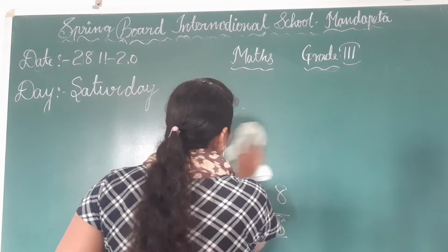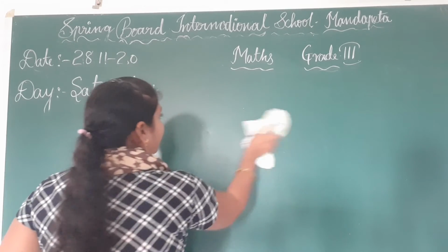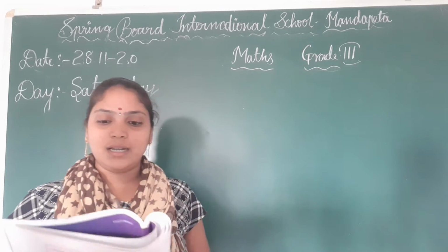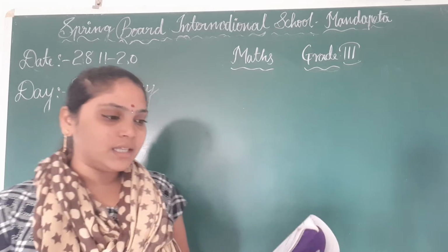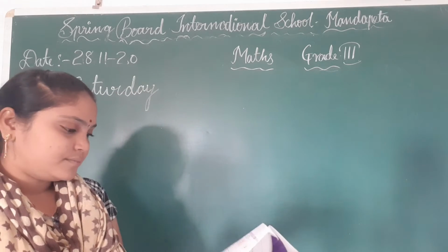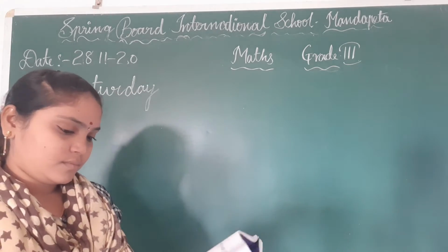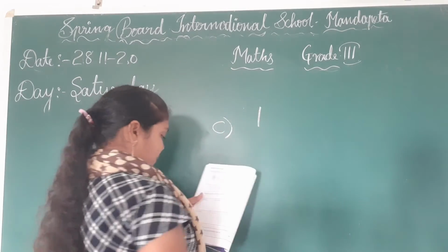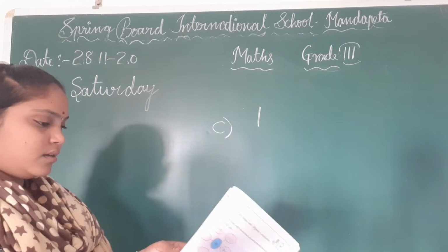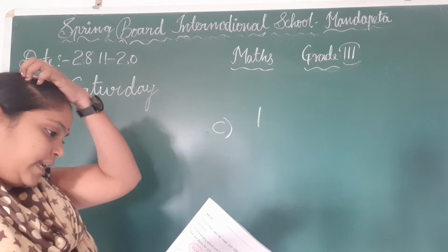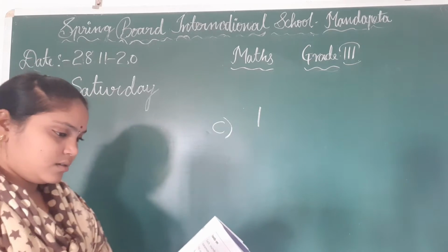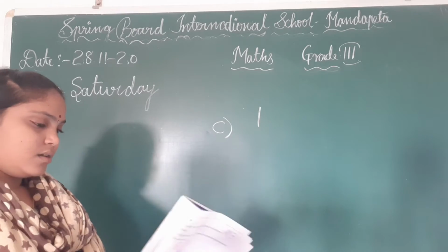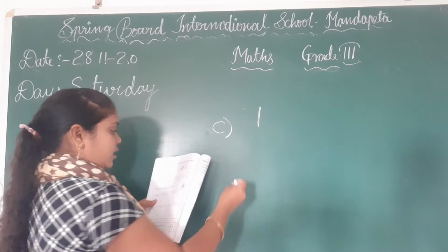Next, now we are going to learn about multiplication with regrouping. So observe C1. Open page number 70, children, and observe 4.8.